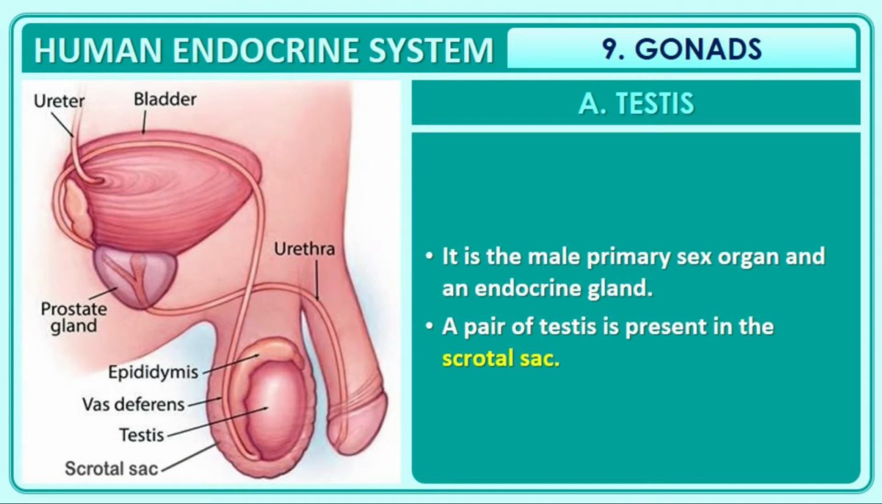The first gonad is the testis. It is the male primary sex organ and an endocrine gland. Why? It secretes hormones, that's why it is known as an endocrine gland, and it is a primary sex organ because it produces the primary sex gamete. Is it clear? A pair of testes is present in the scrotal sac. We can study it in detail in +2. The testis is located in the scrotal sac, the muscular pouch.